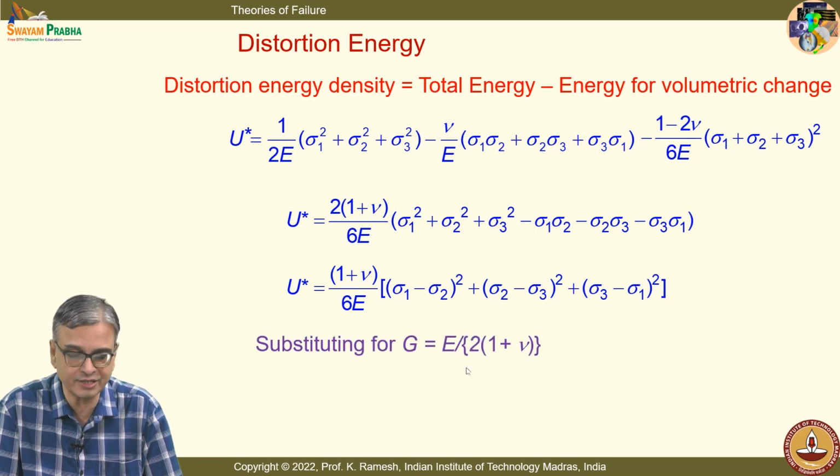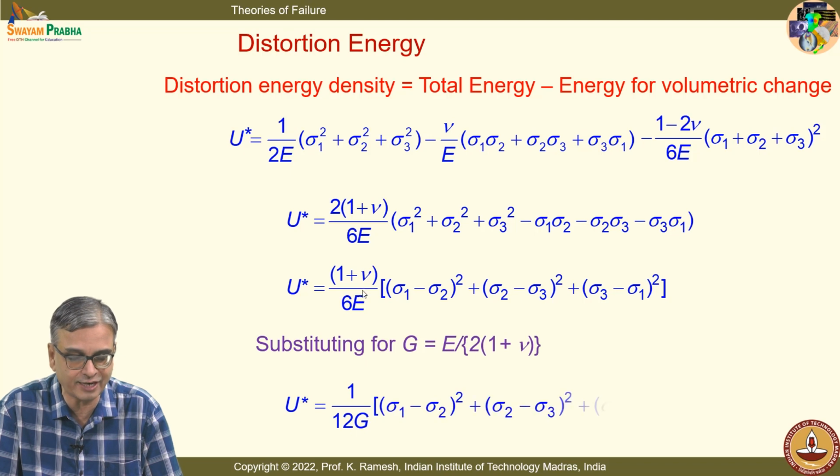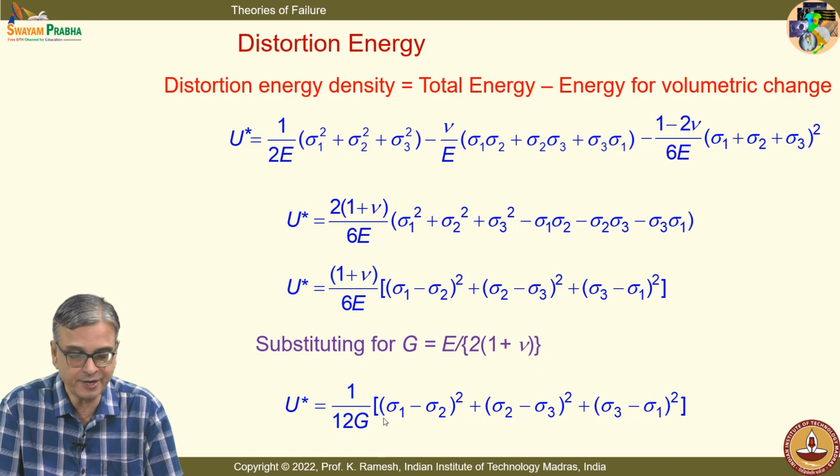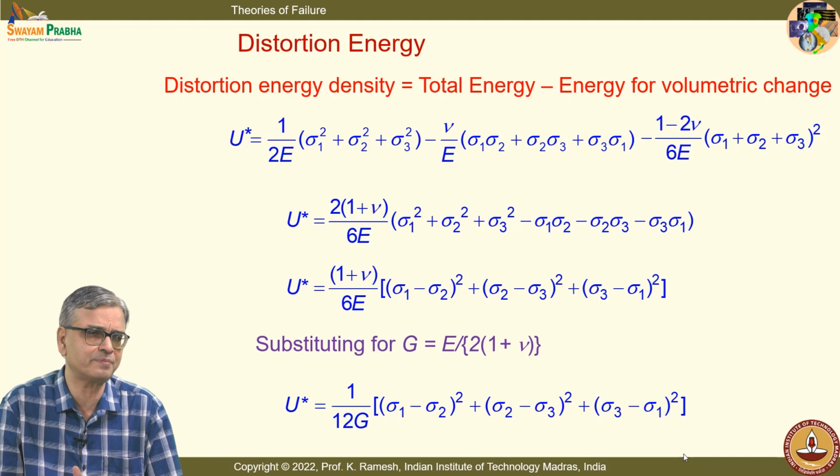Okay, before that, I am still replacing it. I do not want to have 1 plus nu here. I can write it in terms of one elastic constant, which is G. So, I can write U star as 1 by 12 G multiplied by sigma 1 minus sigma 2 whole square plus sigma 2 minus sigma 3 whole square plus sigma 3 minus sigma 1 whole square. It is also very easy to remember, it is not difficult to remember, mnemonically you can understand.